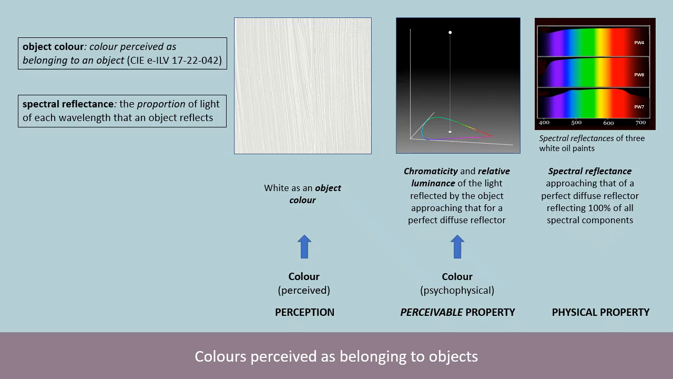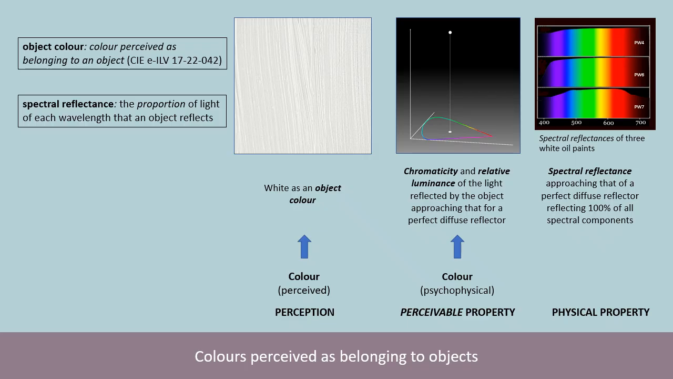When we can freely examine an object in daylight, this colour we perceive as belonging to an object is the way in which we perceive the overall spectral reflectance of the object, overall here meaning at the level of its long, middle and short wavelength components. So for example, under these conditions, white as an object colour is the way in which we perceive a spectral reflectance that approaches 100% in its long, middle and short wavelength components.